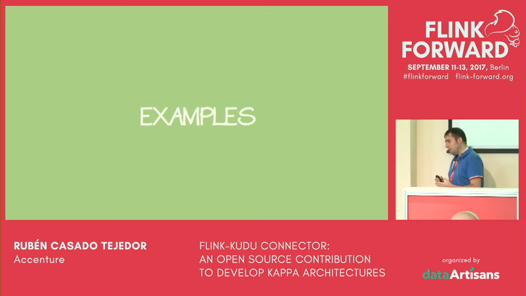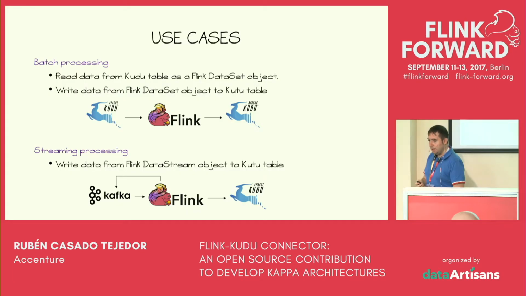Well, let me show you some examples about how and when we can use it. Basically, there are two types of scenarios when we can use it. One is for batch processing, another is for streaming. In batch, maybe you need to read information from the Kudu table. Maybe you need to write the result from your dataset object to a Kudu table, or maybe you have to do both. You have to read from a Kudu table, execute some transformation, and then save the results in a Kudu table. In the other scenario, the streaming one, we think the most common is you read from a streaming source like Kafka, and then write to a Kudu table.